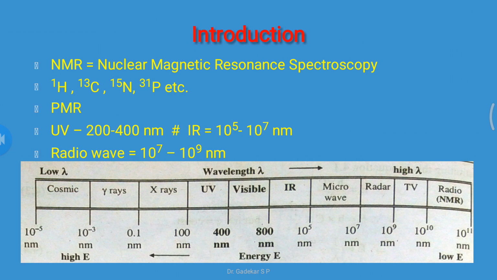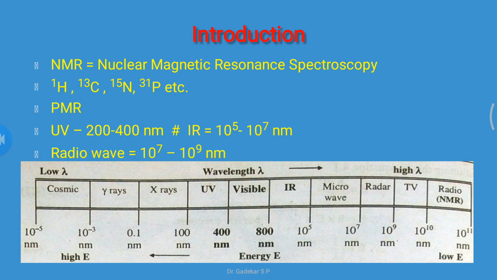These are arranged by different wavelengths. Cosmic rays have the highest frequency and highest energy, so the lowest wavelength. Then gamma rays, with decreasing energy, then X-ray, UV, visible, IR, then microwave, then radar. The UV region occurs from 100 nanometers to 400 nanometers, but in our syllabus we discuss UV radiation in the range of about 200 to 400 nanometers.